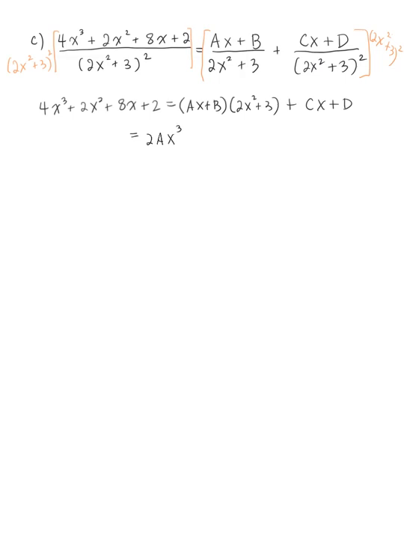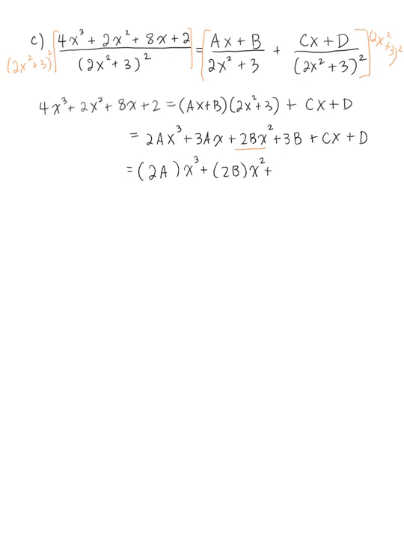2ax cubed, plus 3ax, plus 2bx squared, plus 3b, and then just trace down cx, and then plus d. All right, so before we equate the coefficients, let's combine the like terms. Let's start with the x cubed. We only have one term with x cubed, so you're going to have 2a. Now let's go with x squared. We have plus 2bx squared here, so you're going to have 2b and then x squared.